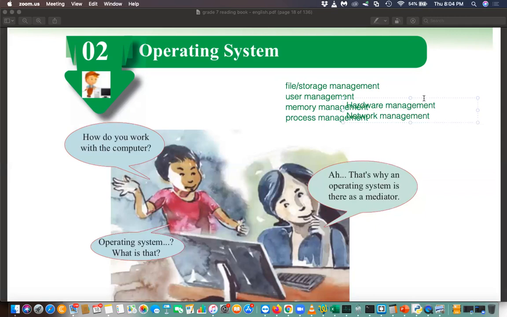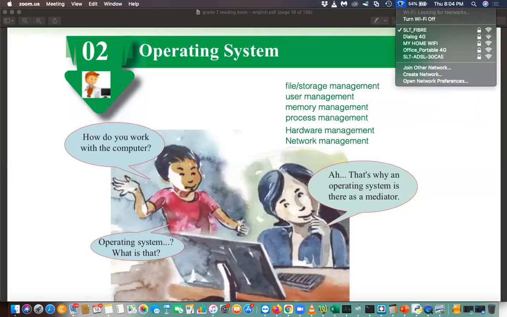For an example, let me drag this down and add it here. See here in the Wi-Fi connection, when I go to Wi-Fi connection, it shows me different connections. You can see more here: dialog 4G, my home Wi-Fi, office portable 4G, SLT ADSL, SLT fiber. Can you see this? Yes, sir. Basically, it has the different networks. Wi-Fi connected to the PC. Sorry?